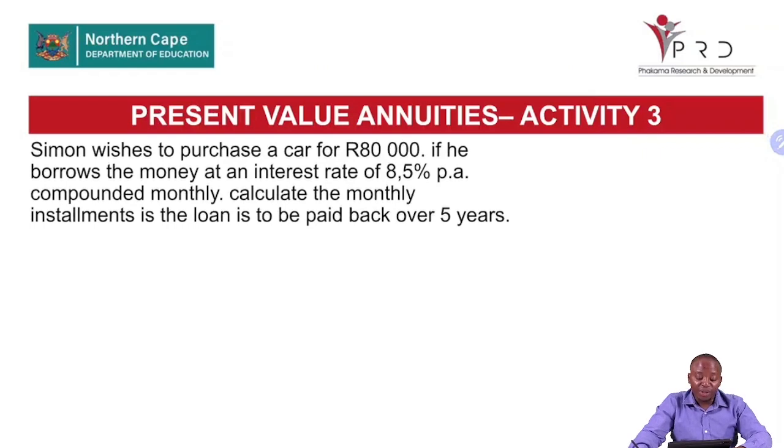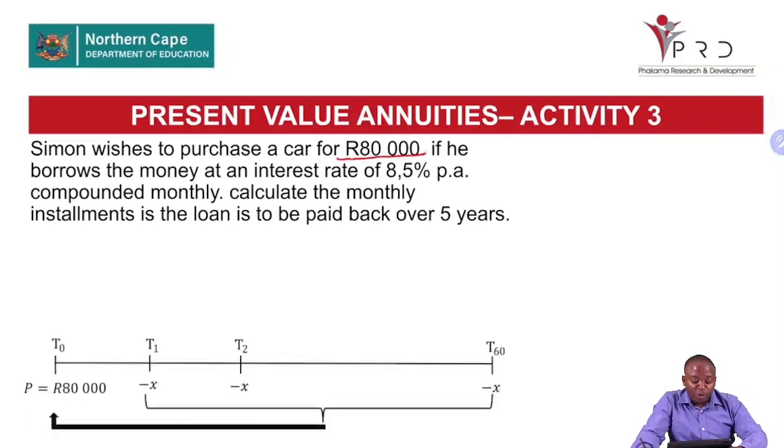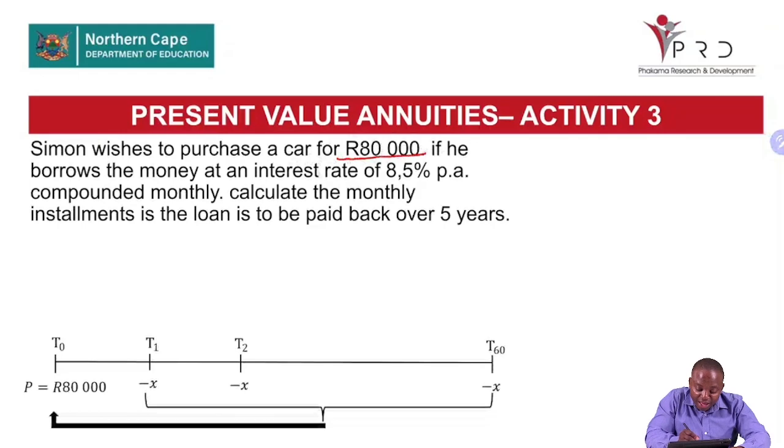Right, so we are told that Simon wishes to purchase a car. So that is to say, the car costs 80,000. That means Simon took the loan of 80,000. We will populate this information in our timeline. When we populate that information, we are saying P is 80,000, as Simon will make a loan of 80,000 because that is the cost price of that car that he wants to purchase in the present. So the present value in this case is 80,000.